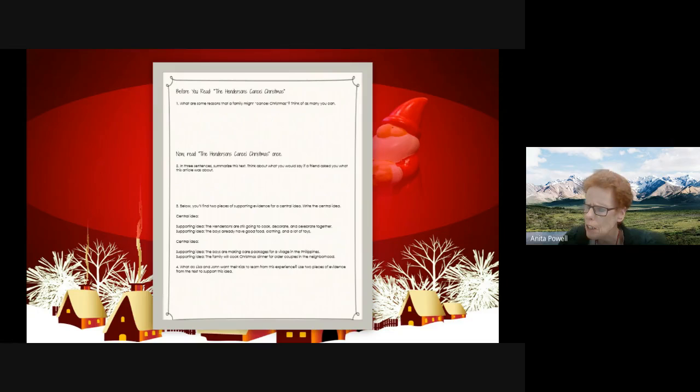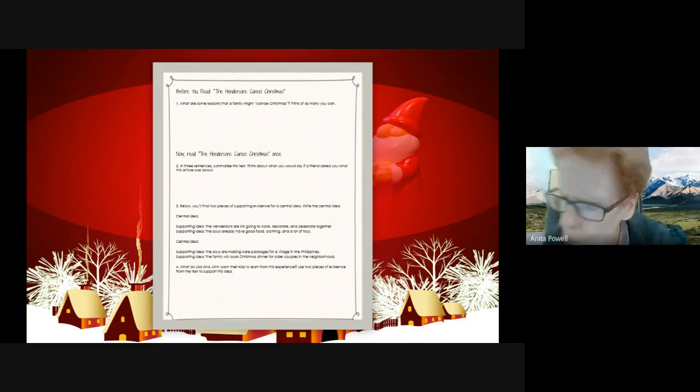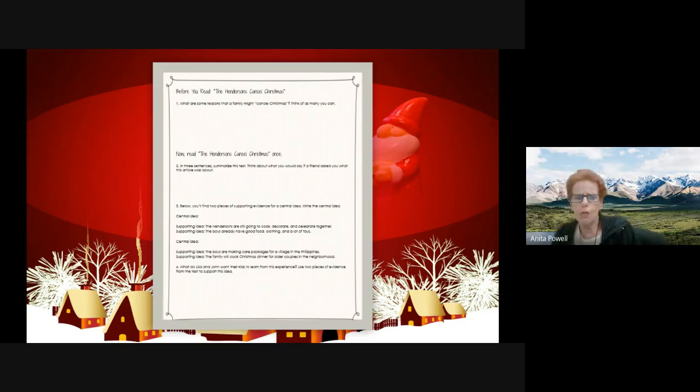In 3 sentences, summarize this text. Think about what you would say if a friend asked you what this article was about. Okay, best way to summarize: main idea, something about a family that did not feel that their children needed more gifts or more toys. Okay, what is this story about, or this little article? Below, you'll find 2 pieces of supporting evidence for a certain idea. Write the central idea.